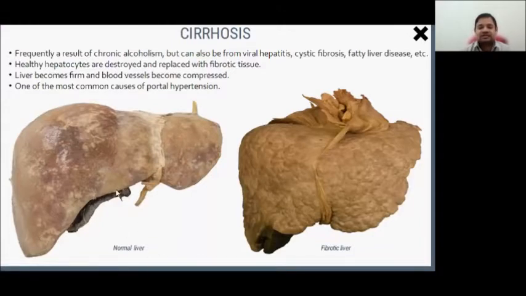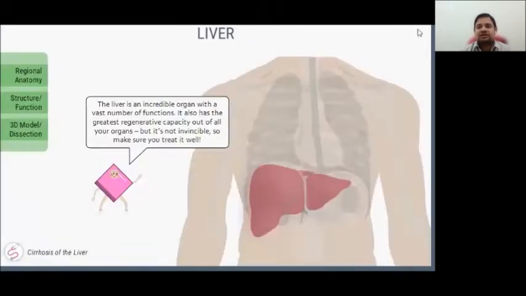Here you can see the picture also. It's a normal liver showing both lobes, and here you can see a fibrosed or cirrhosed liver, which shows a decrease in the shape and size of the liver. So this is cirrhosis of the liver.